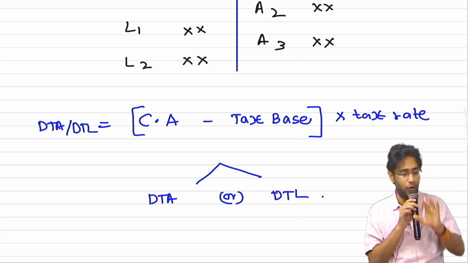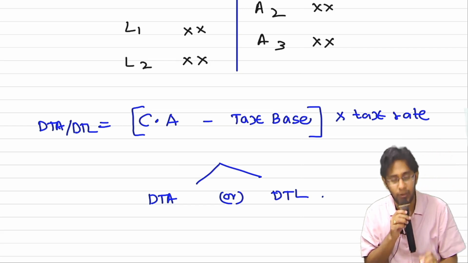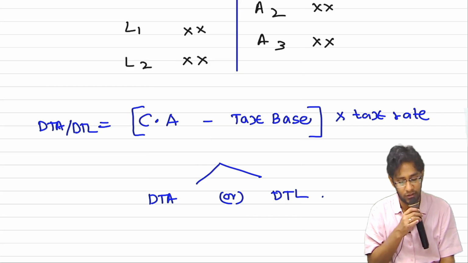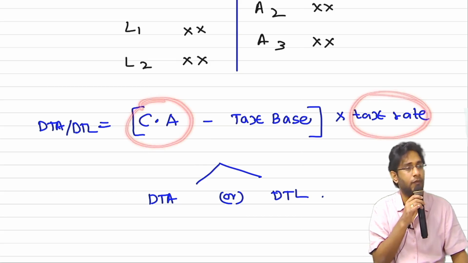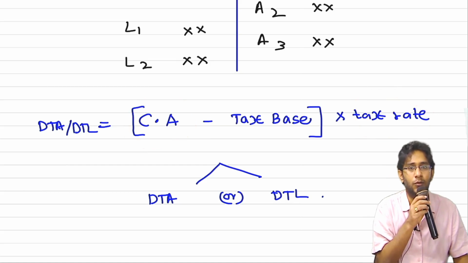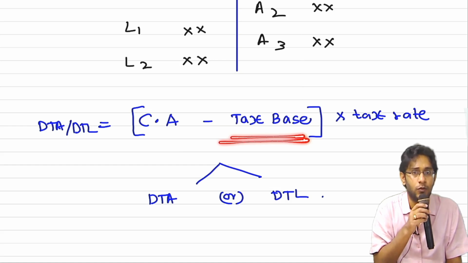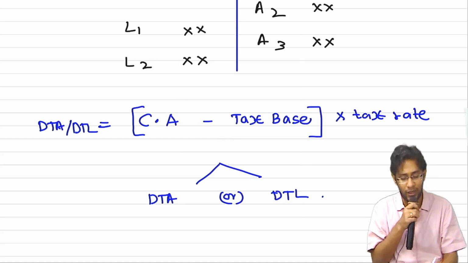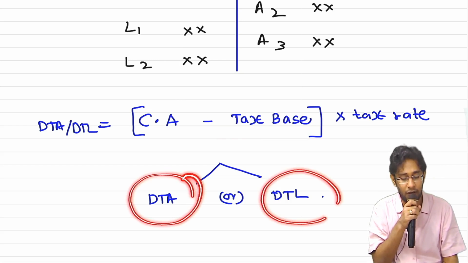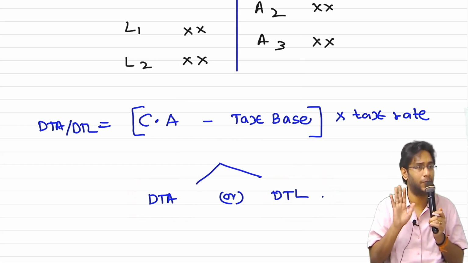Now in this entire thing, for the time being, we can easily understand only two things. And two things are missing. What is tax base? And even if you understand tax base, for the difference, how should I ultimately identify it as DTA or DTL? These two things are pending.